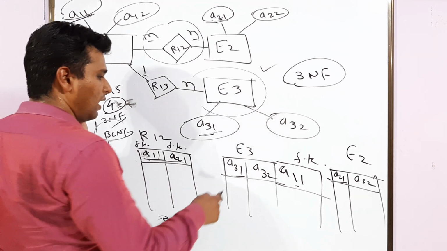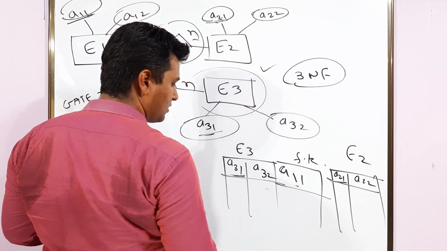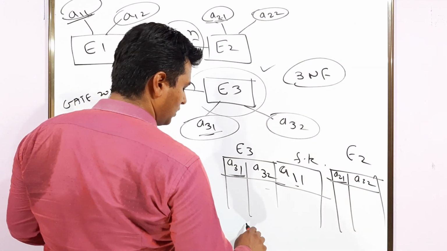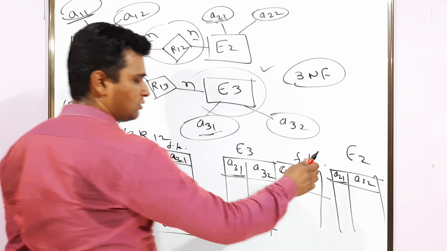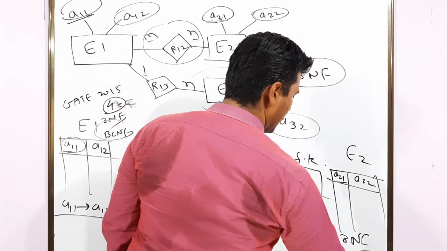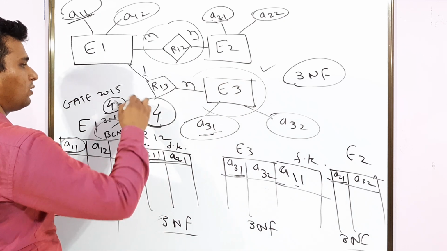In this case we have A31 as attribute and it is determining all the attributes, so in this case we can say that this is also 3NF decomposition, also BCNF, and in this case also BCNF and 3NF. So in this case the answer comes as a 4. So the option where you get the value of 4 is the correct answer.